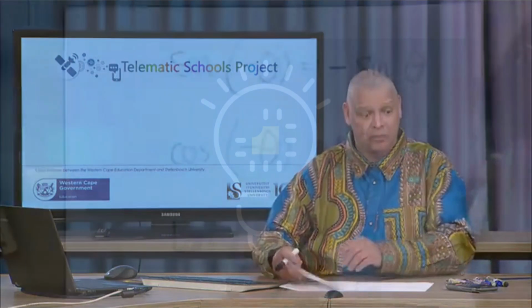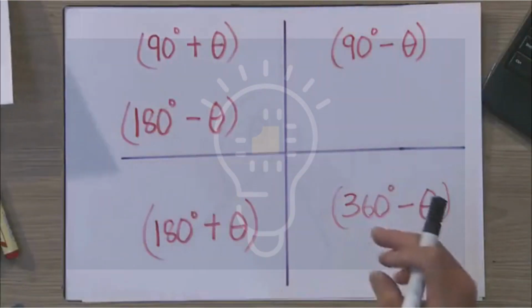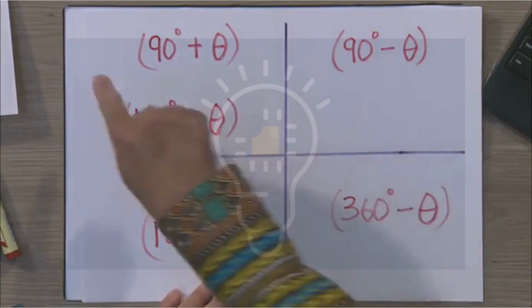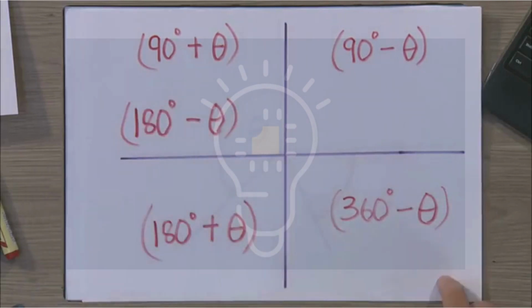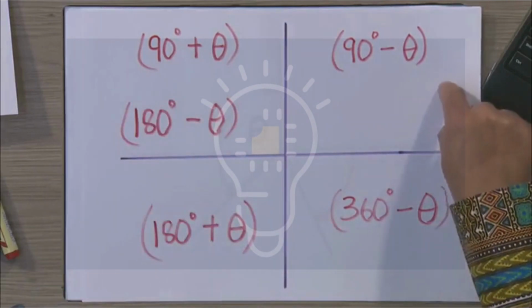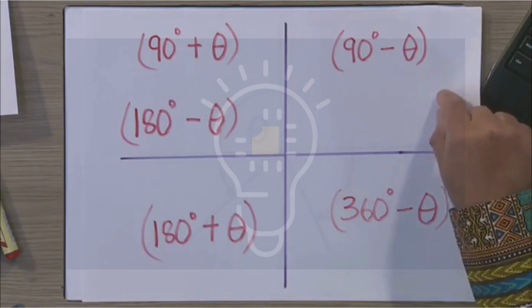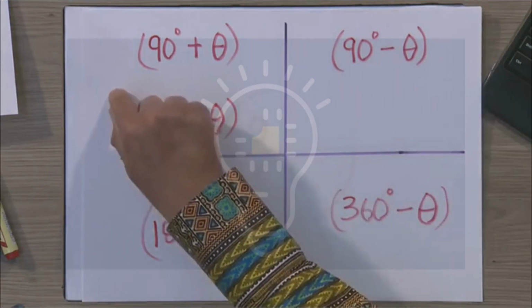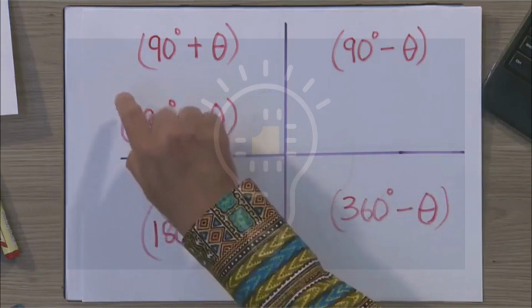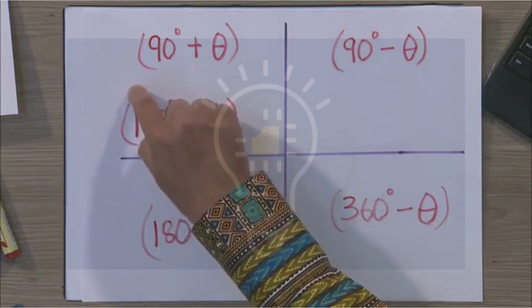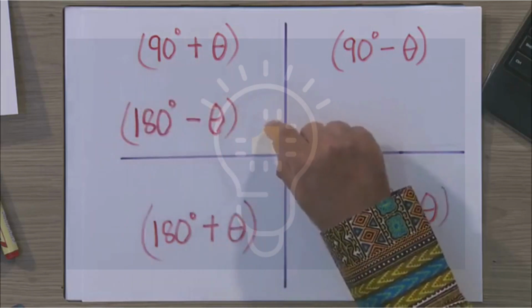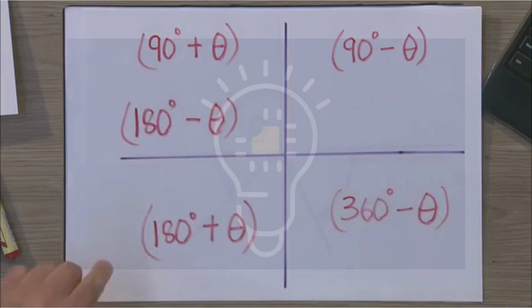Then also, you remember from grade 11, you also learned the following. When we look at our CAST diagram, remember all stations to Cape Town, right? All trigonometric ratios are positive in the first quadrant. Sine is positive in the second quadrant. All of the others are negative. That is cosine and tangent. Sine is positive in the second quadrant, but cosine and tangent are negative. Here we have tangent is positive, and here we have cosine.